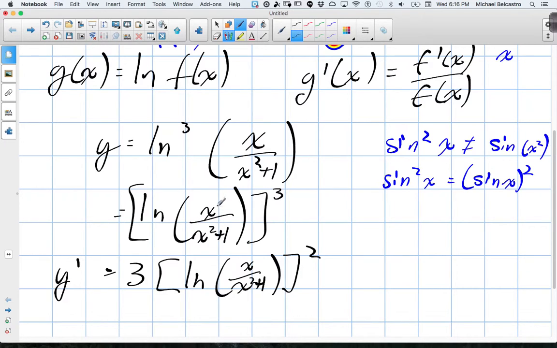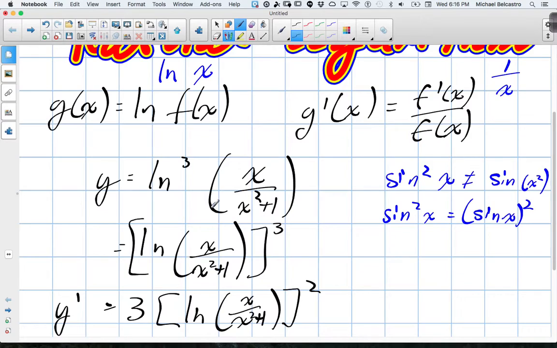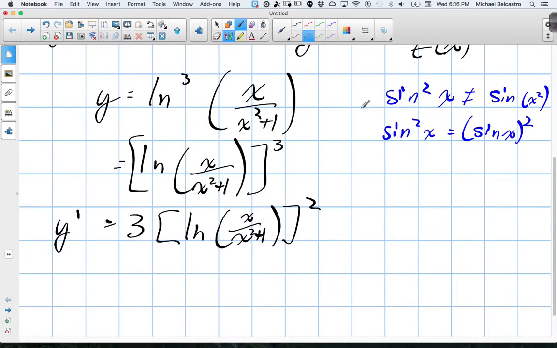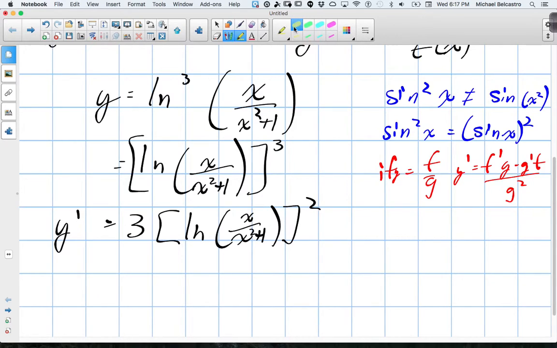So for the inside, we can use our ln rule, and we're going to have to find the derivative of this. Here we're probably going to use the quotient rule. So if we have f over g equal to y, let's say, then y prime is f prime times g minus g prime times f, over g squared. So that's where we're going to relate this. Our value on top is our f, and our value on the bottom is g.